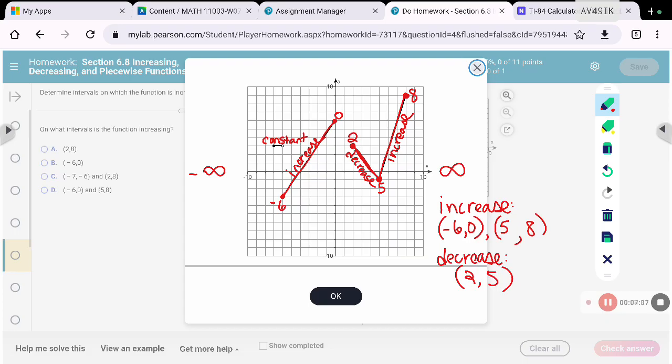And the last piece I'm going to talk about is that constant piece. So here's where the constant starts, and it's constant until it gets to that ending point. So the first x coordinate of that constant piece would be -7, and then it's constant until it gets to the -6. So -7 to -6 is where it would be constant.